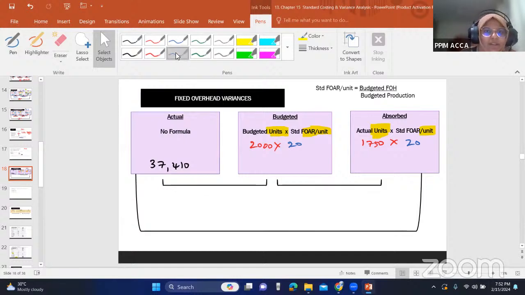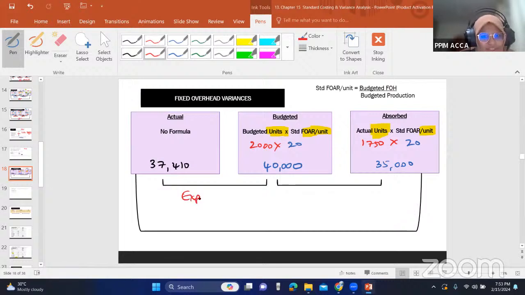Right. So 2,000 into 20, that will be 40,000. And 1,750 into 20, that will be 35,000. All right. So this one is called expenditure. And this one is called volume. Let's get the differences. 37,410 minus 40,000 will be 2,590. 40,000 minus 35,000 is going to be 5,000.